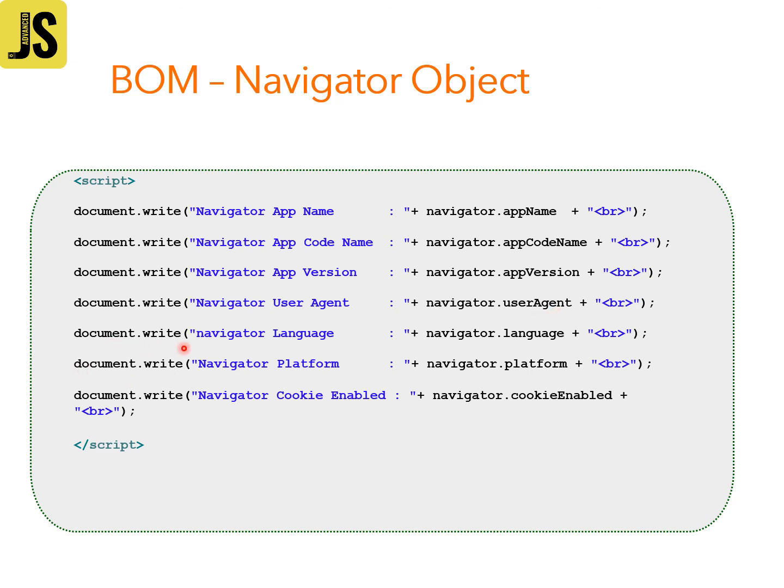The next is document.write of navigator.language. It can be accessed using navigator.language. Document.write of navigator.platform. It can be accessed using navigator.platform. Then document.write of navigator.cookieEnabled. Its value can be accessed using navigator.cookieEnabled. So it will produce a true value if cookies are enabled, otherwise it produces a false value. So these are some examples related to the navigator object.